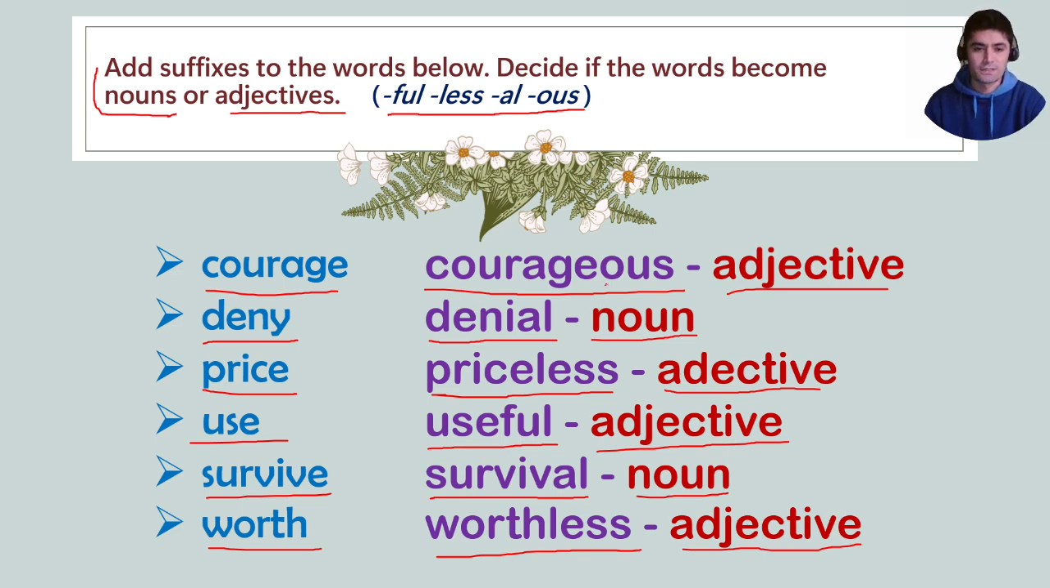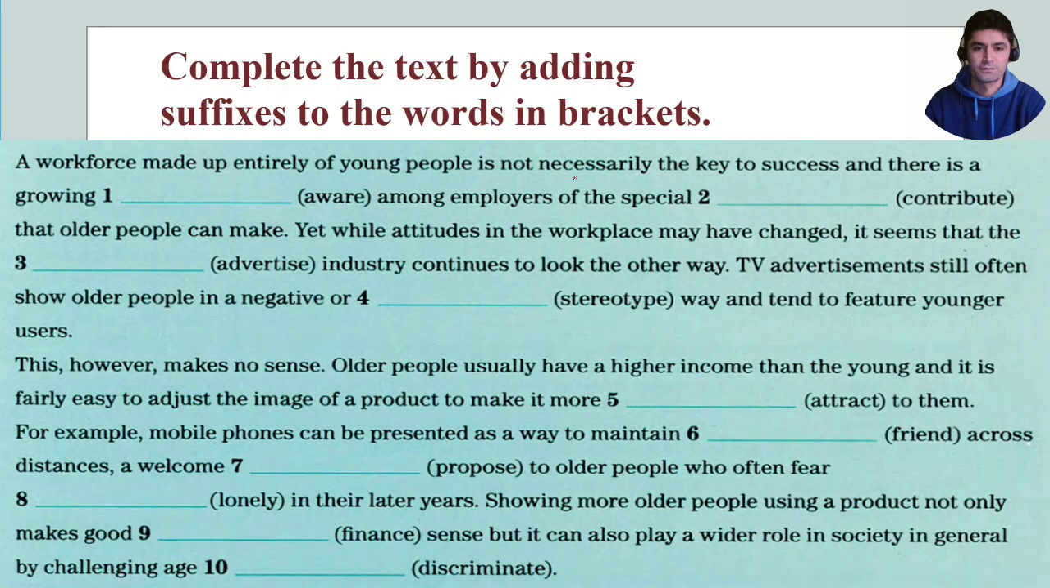Alright, now let's move on to the next page. On the next page we have another task. This is a reading text which was taken from an actual IELTS reading. Now our job here is to complete the text by adding suffixes to the words in brackets. So here we have different root words in the brackets. Now our job is to use appropriate suffix for each root word.